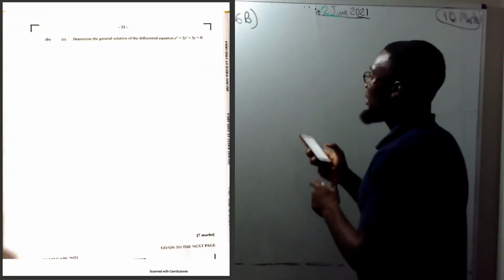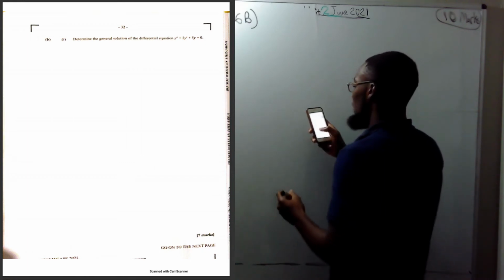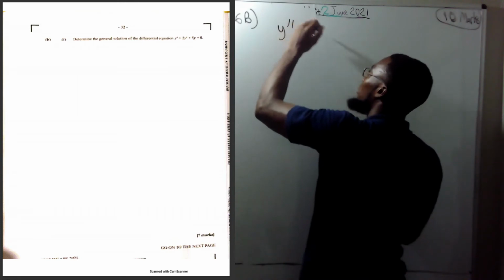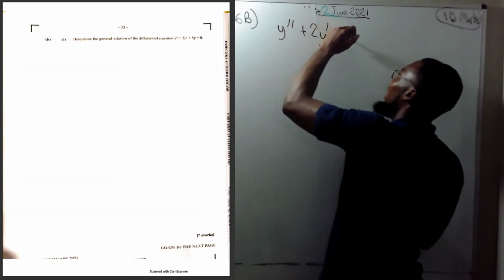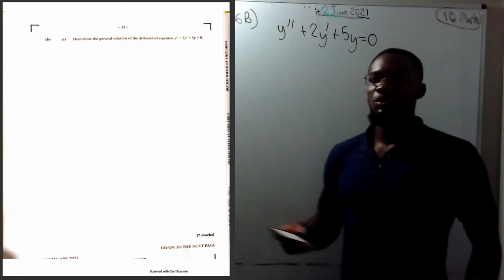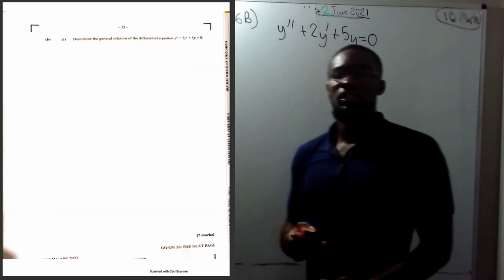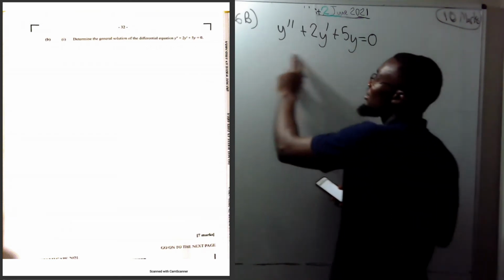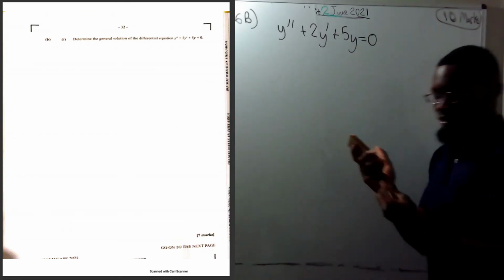Part B says determine the general solution of this differential equation, y double prime plus 2y prime plus 5y equals 0. So in order to determine the general solution of a second order differential equation, what we have to do is write the auxiliary equation for this.